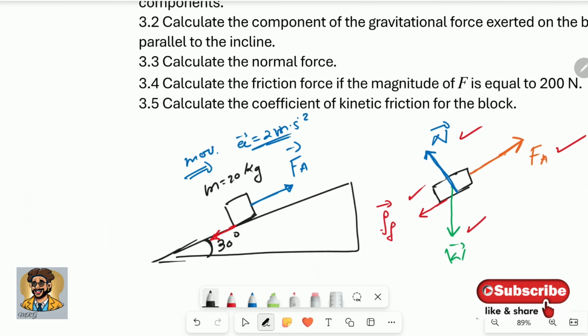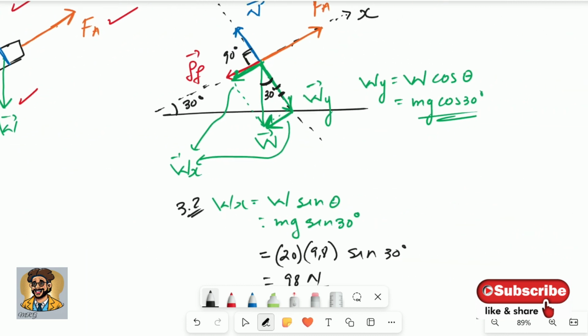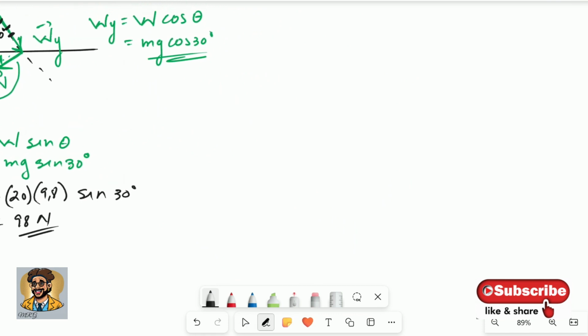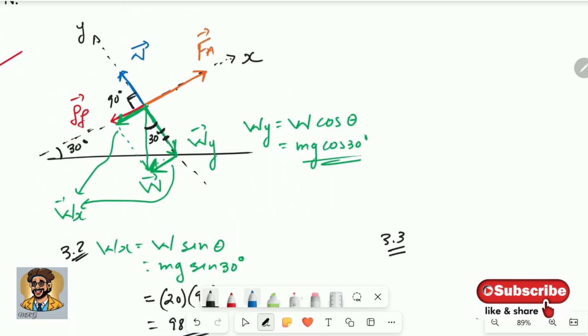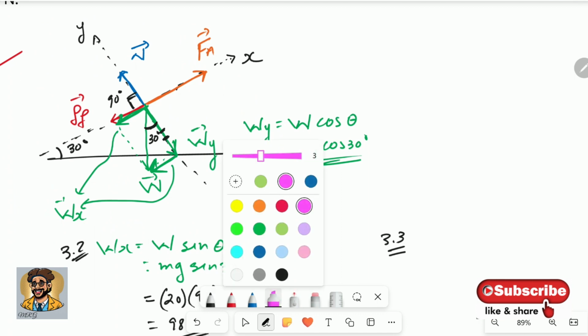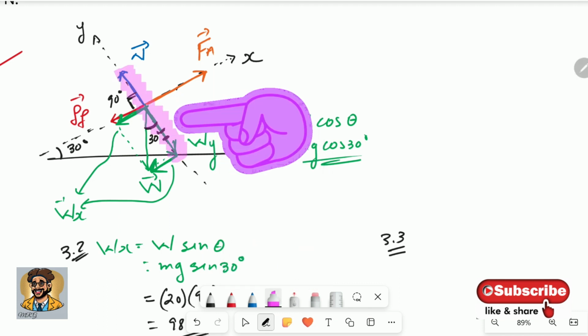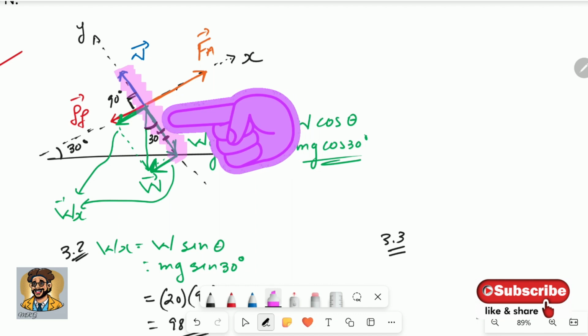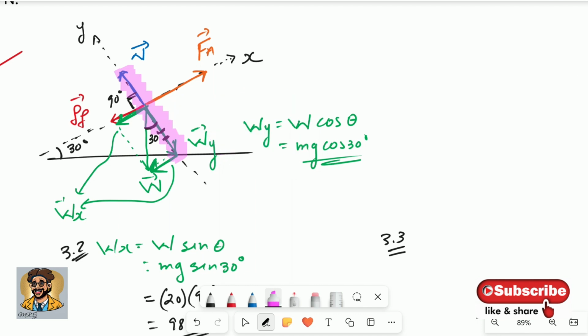Next question, they say, calculate the normal force. You use the same approach in all the questions. Normal force is always on the y-axis, therefore you go into the y-axis. End of the story. This one is question 3.3. We're looking for normal force, therefore we are going to the y-axis. What forces do we have in the y-axis? That is the reason why I asked you to break them into components, because I wanted you to see it. If you don't break it into components, you may not see it. In the y-axis, we have the normal and we have the perpendicular component of the weight. Do you see that?